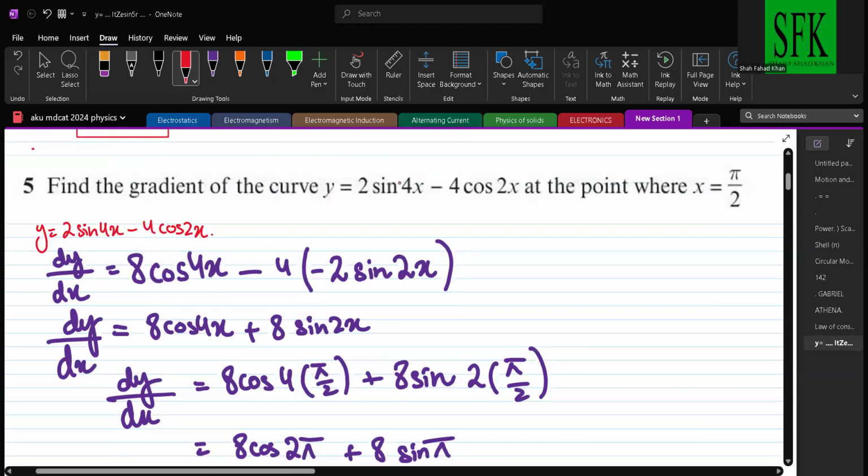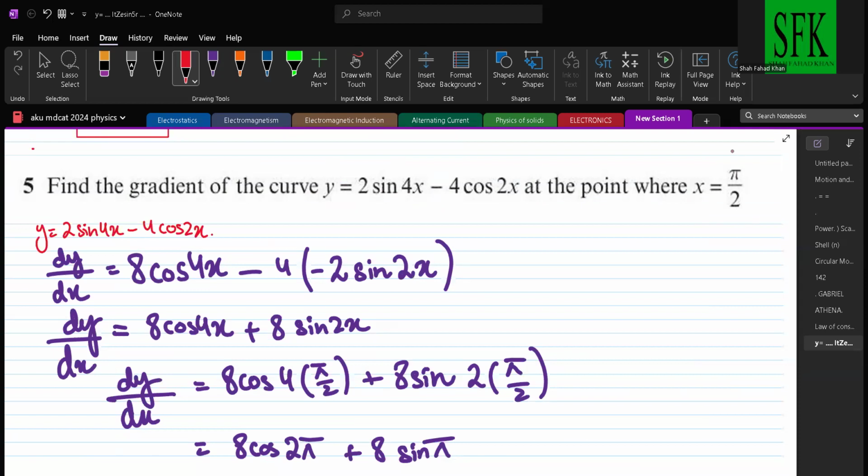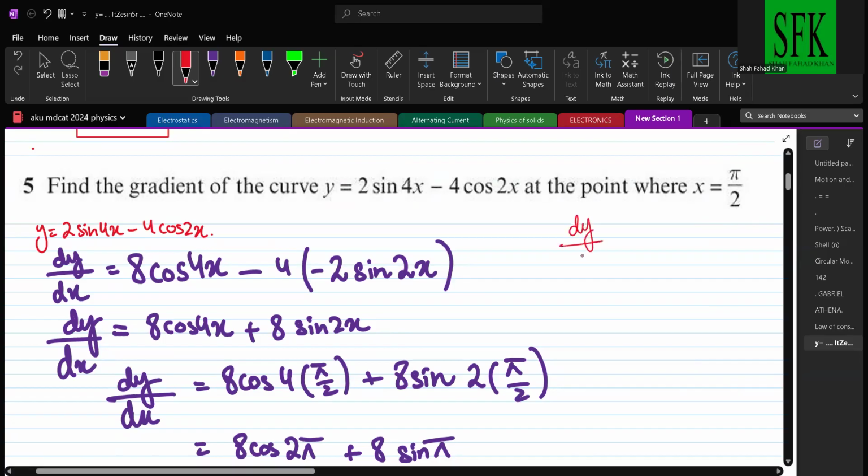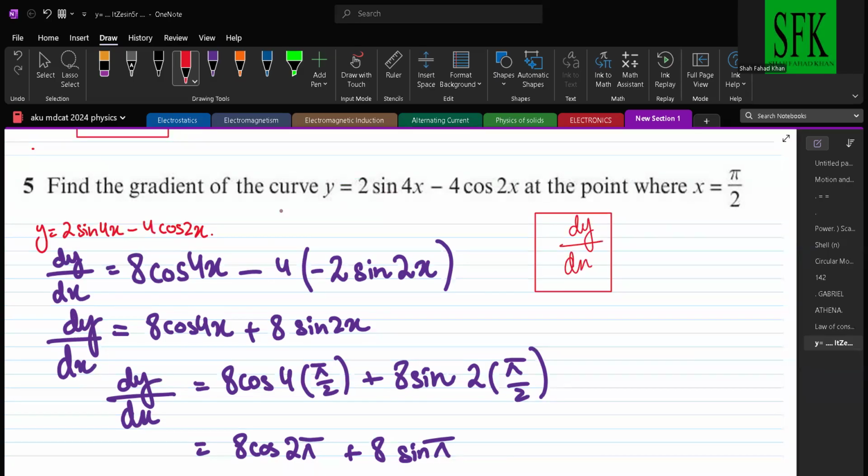Right, now if I find the gradient of this curve, y equals 2 sine 4x minus 4 cos 2x at the point where x equals 5 by 2. You need to find out the gradient. So to find out the gradient is again dy by dx, right? Gradient is the dy by dx, the differential itself. What is differential? This is the gradient of a tangent to this curve at that particular point.